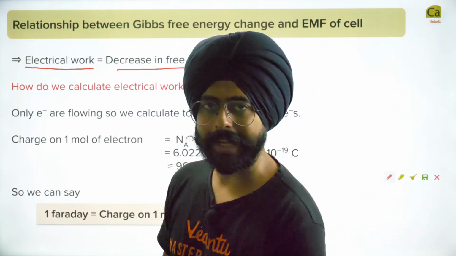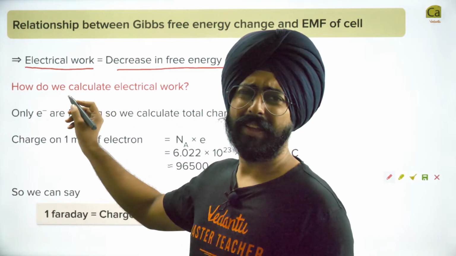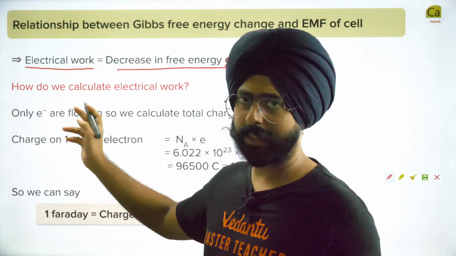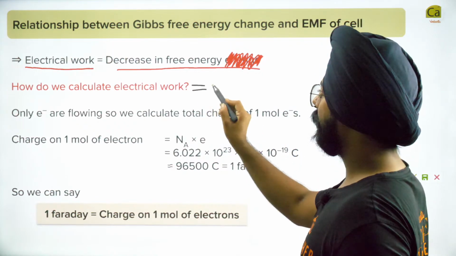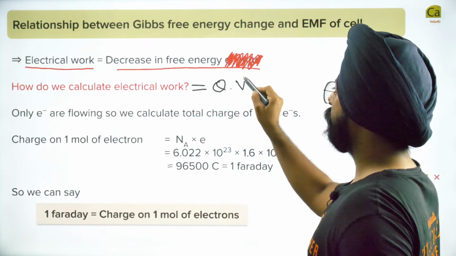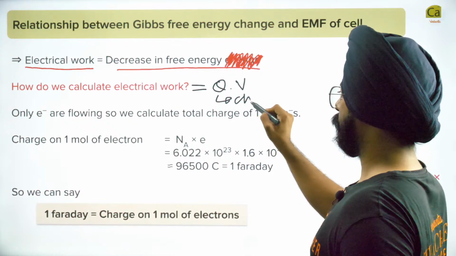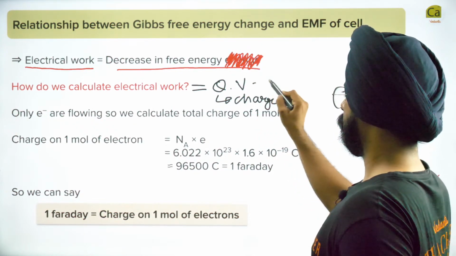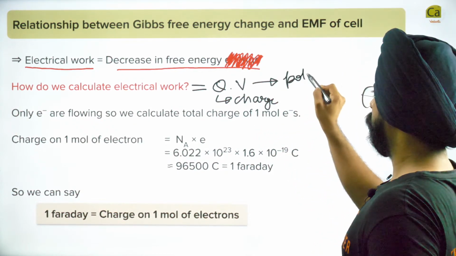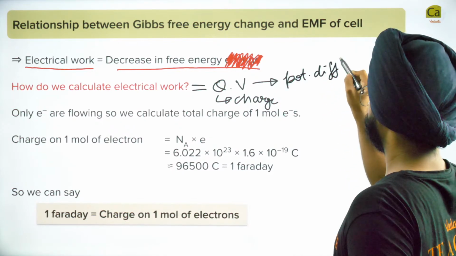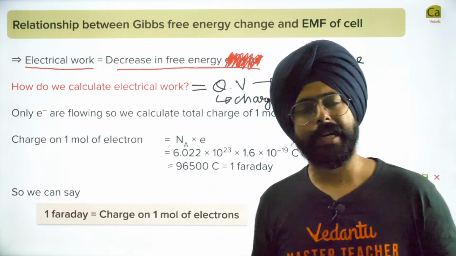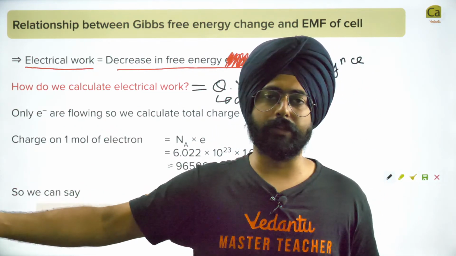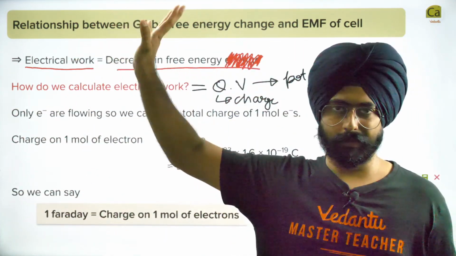Now, how do we calculate electrical work? This is something that you should have studied in your physics classes, earlier in 11th class. Electrical work is equal to Q times V. What is Q? Q is charge. V is the potential difference. Electrical work is basically charge into potential difference. You can see how this comes out in physics.